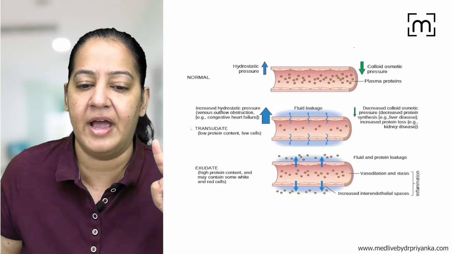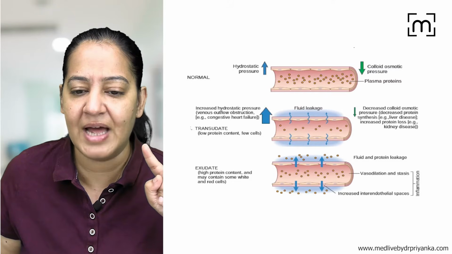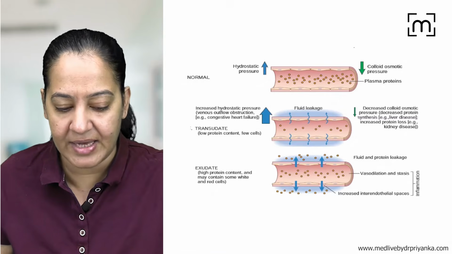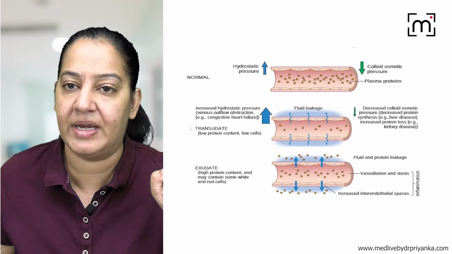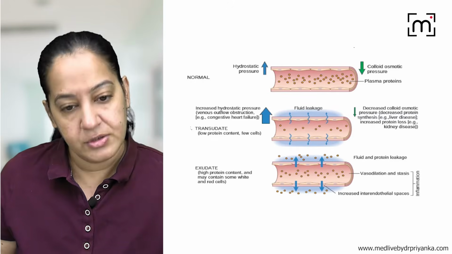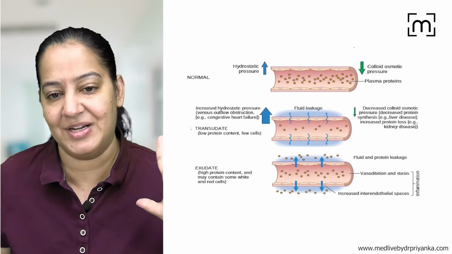Let's have a look at the third diagram. These are the endothelial cells. The endothelial cells are contracting. All the endothelial cells are contracting. So you can see the gaps are created in between. From these gaps, along with the fluid, the protein is also leaking out. So this type of edema is known as exudate type of edema.